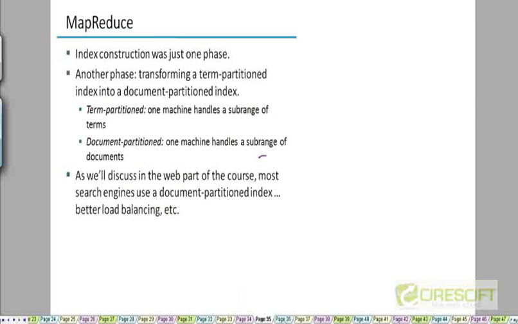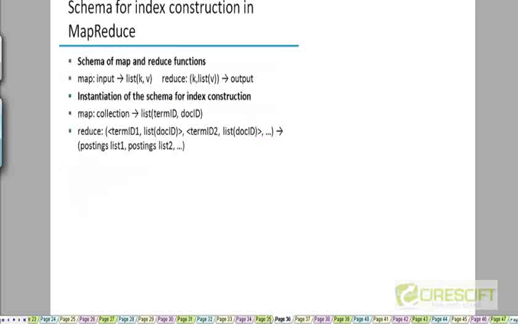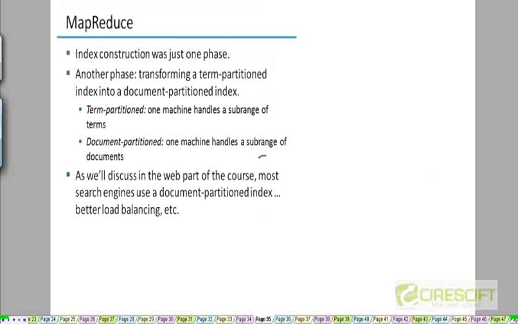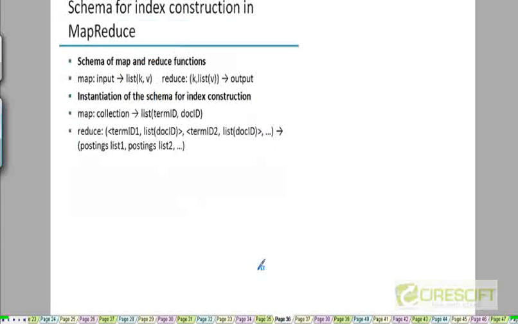So we'll talk more about this if we come to the chapter on web search, which is basically chapter 20 in the book. So here is a more general presentation of what we just discussed for indexing. This is a more general presentation of MapReduce.